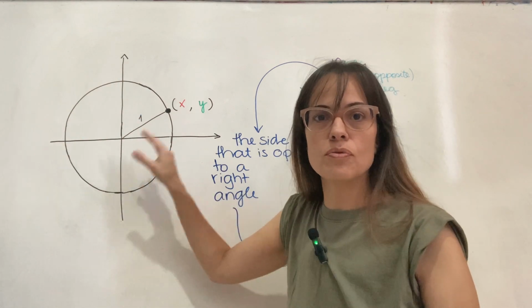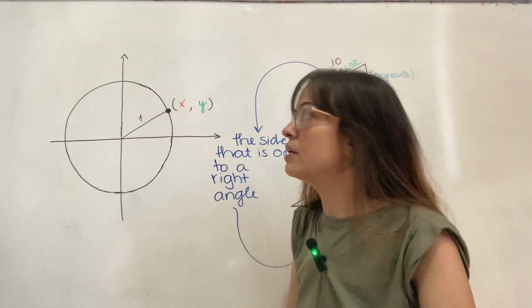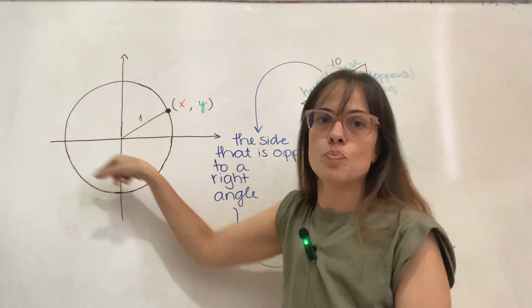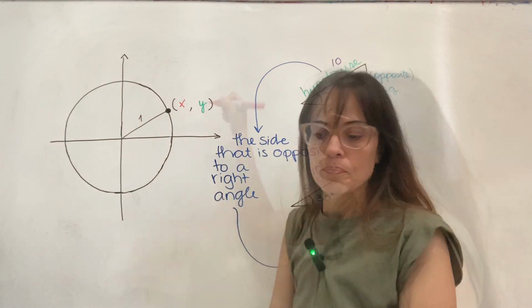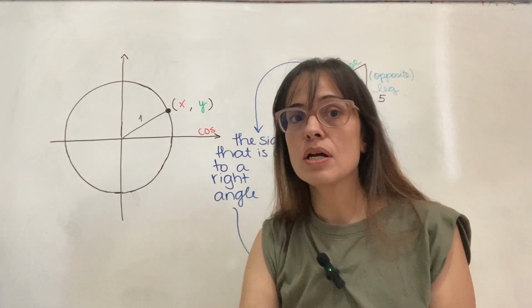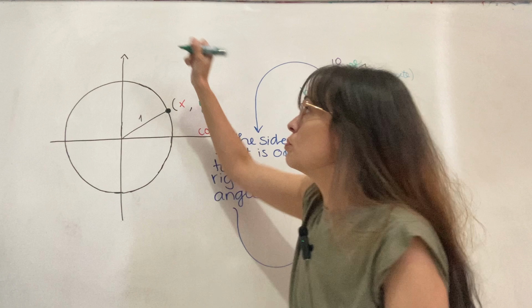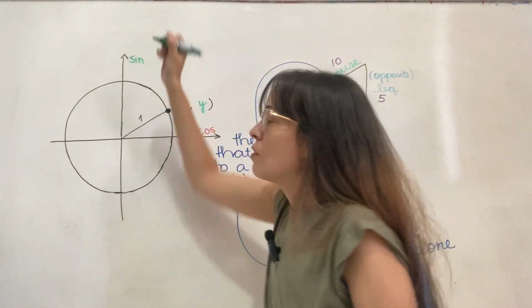This is a circle of radius 1. The center is in the origin of the coordinate plane. The coordinates of each point in the circle are x and y. X, the horizontal coordinate, is going to be the cosine of the angle, and y, the vertical coordinate, is going to be the sine of the angle.